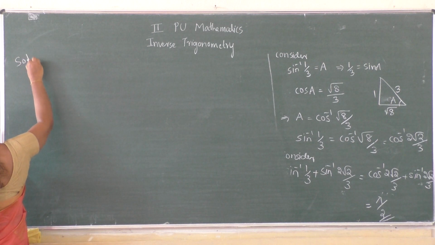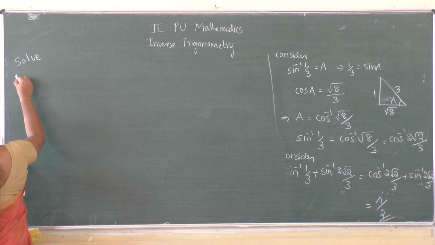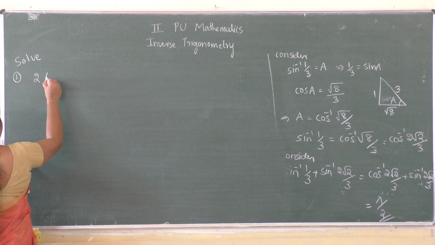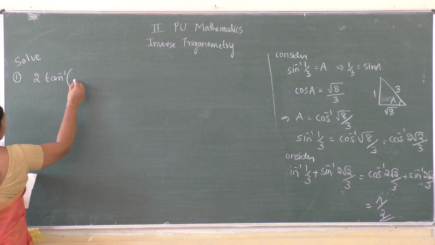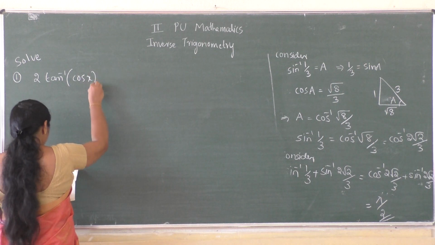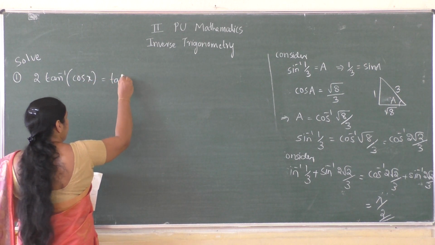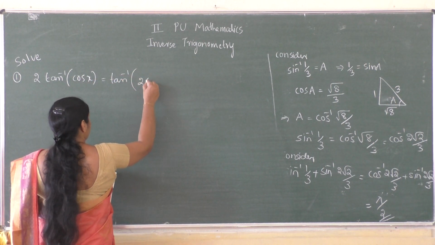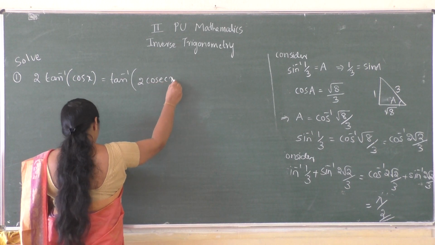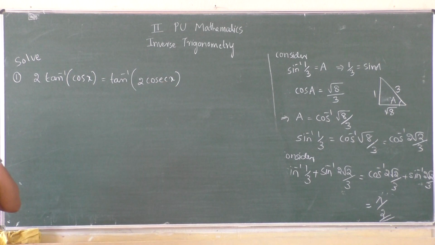Next question. Solve first one. 2 tan inverse cos x equal to tan inverse 2 cosec x.